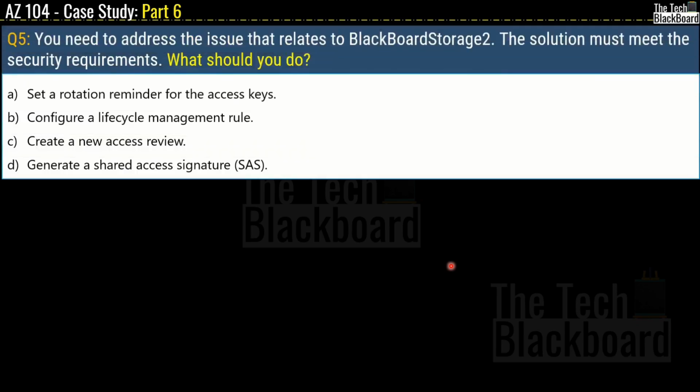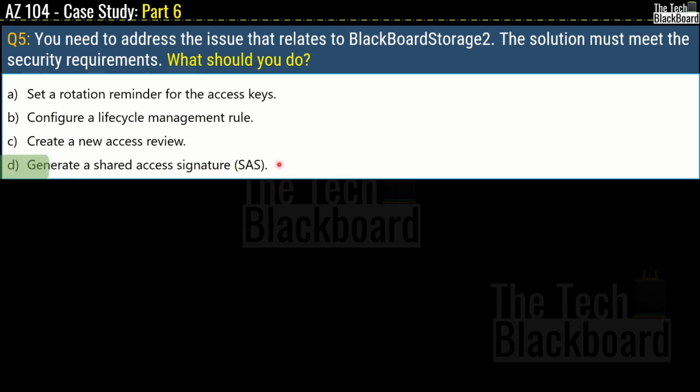Now let's move ahead with the question number 5, which is the last question in this case study. The question says that you need to address the issue that relates to the Blackboard Storage 2. The solution must meet the security requirements. What should you do? The first option given is set a rotation reminder for the access keys. The second option is configure a lifecycle management rule. The third option is create a new access review. And the fourth option is generate a shared access signature, also known as SAS.